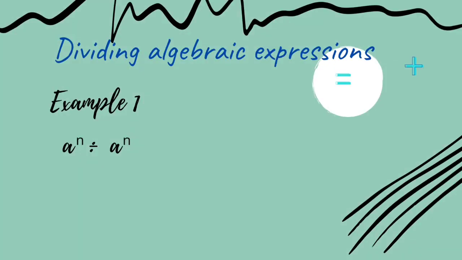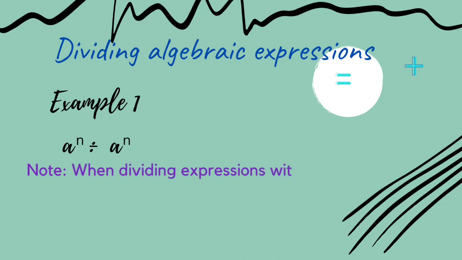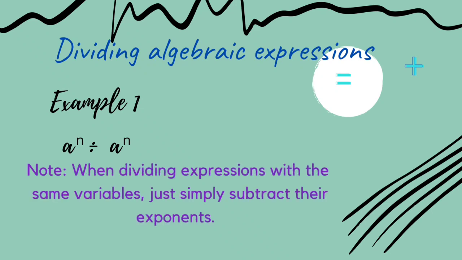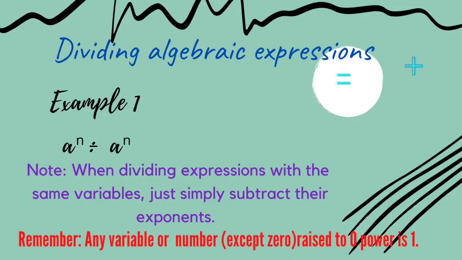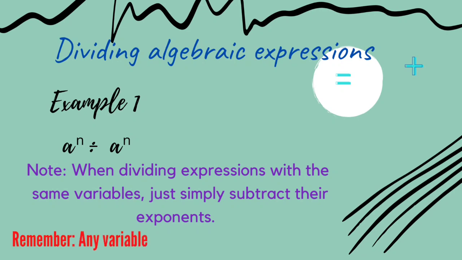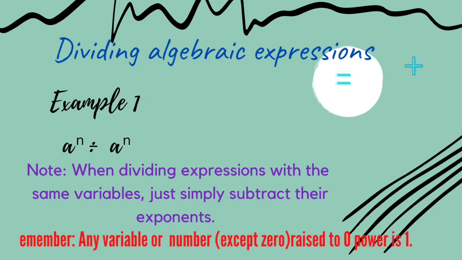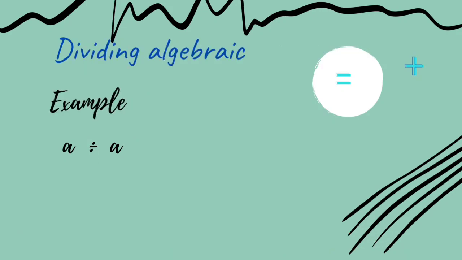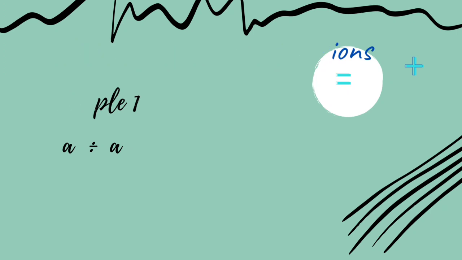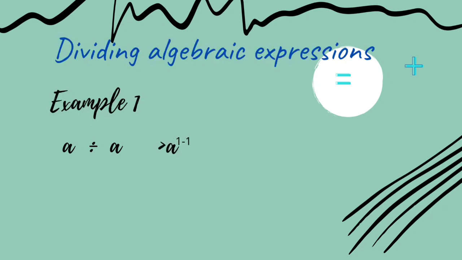Next is dividing algebraic expressions. When dividing expressions of the same variables, just simply subtract their exponents. We have to remember also that any variable or number except 0 raised to the 0 power is equal to 1. Now let's do the example. A divided by a is equal to a raised to the power of 1 minus 1, is equal to a raised to 0, or 1.